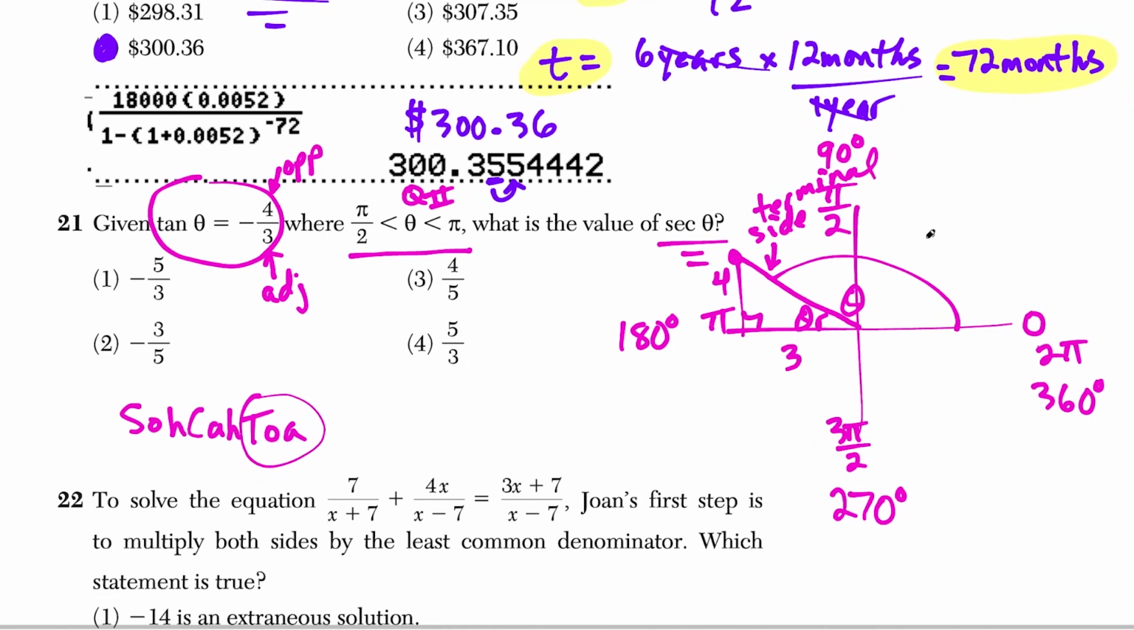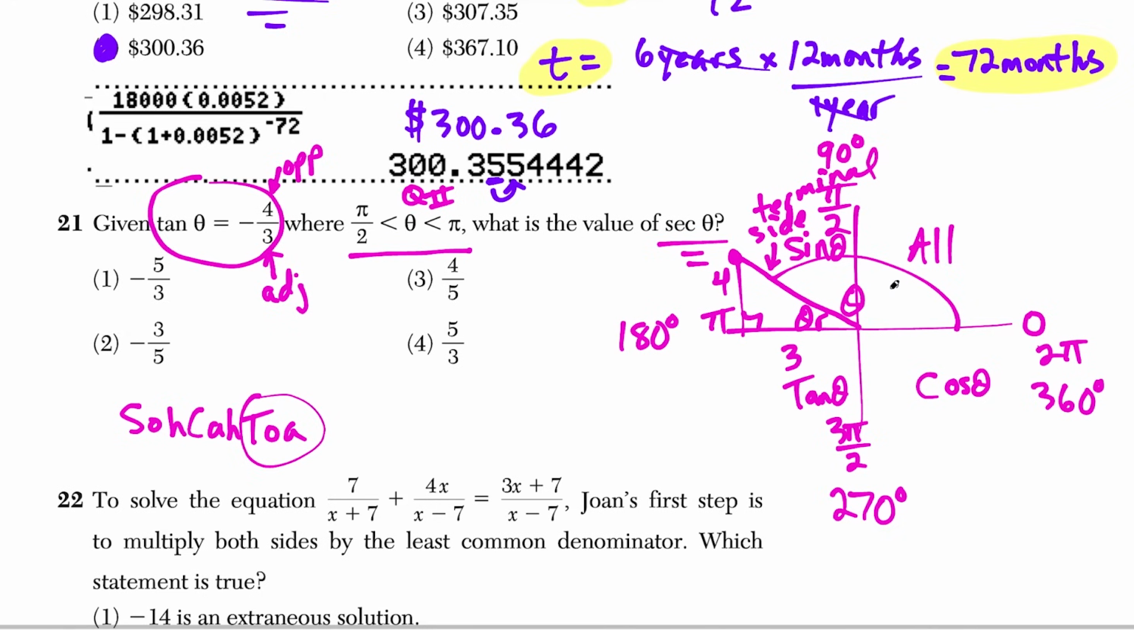Or what you could do is you could just think of ASTC. So when you have ASTC, this helps you remember which trig functions are positive in which quadrants. So in quadrant 1, all of the trig functions are positive and they're reciprocals. In quadrant 2, we have sine theta and its reciprocal cosecant theta are positive. And then in quadrant 3, I would have tangent theta and its reciprocal cotangent are positive. And then in quadrant 4, cosine theta and its reciprocal secant theta are positive.